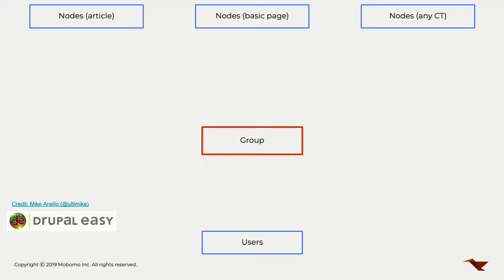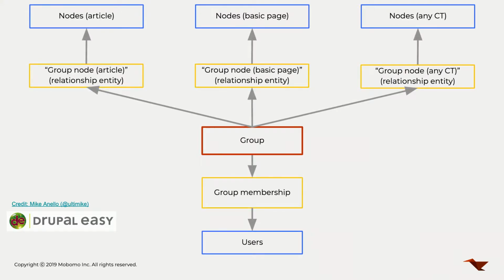Just to recap the structure of what I was talking about, this is a chart that I sort of borrowed from Mike and Ella. The middle of your world is your group. On the outer edges, you have these nodes or node types that are potentially related to your group, as well as your users. So how do we get them connected? Well, we get our intermediate relationship entities, which are the ones that matter.